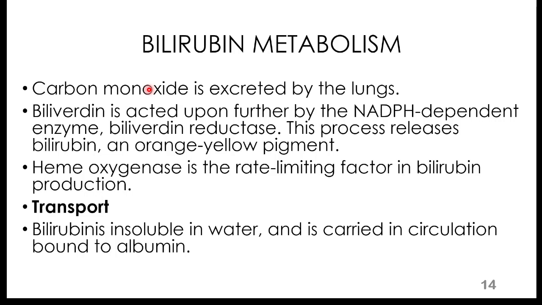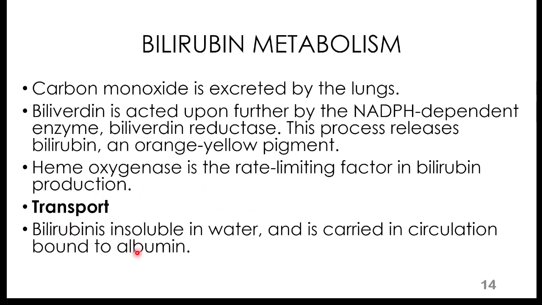Biliverdin is acted upon further by the enzyme biliverdin reductase. Now this then produces bilirubin, which is an orange yellow pigment. So we know that biliverdin, the initial substance, is greenish, but the final substance bilirubin is orange yellow.